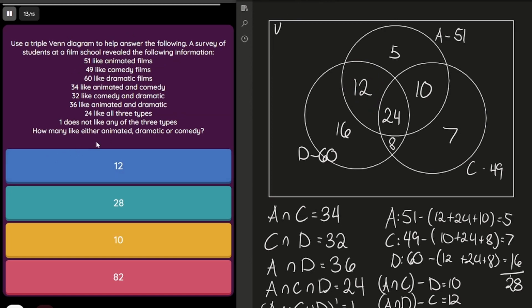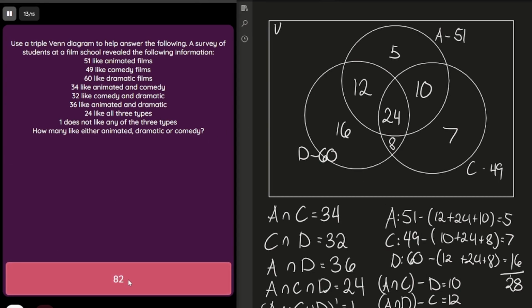Question 13. Same given, different problem. How many like either animated, dramatic, or comedy? Some might fall into a trap and just say it's 24. No, you're just going to add all of this because it is or. So adding all of this, that would give us 82. So the answer should be, there you go.